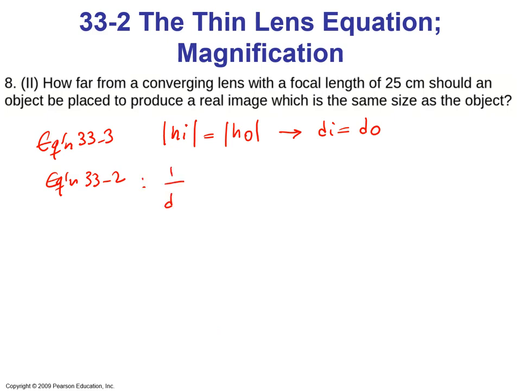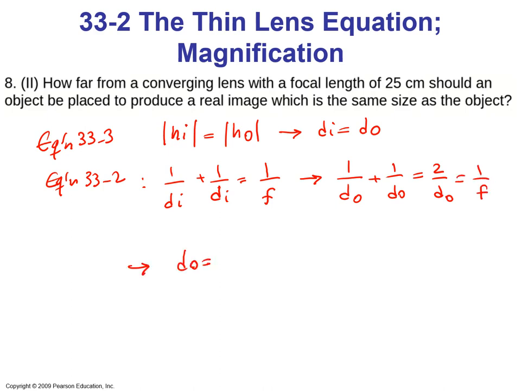So we have 1 over DO plus 1 over DI is equal to 1 over F. When DI and DO are equal, we have 1 over DO plus 1 over DO, which is 2 over DO, is equal to 1 over F. DO is equal to 2F. If F is 25 centimeter, DO is 50 centimeter.